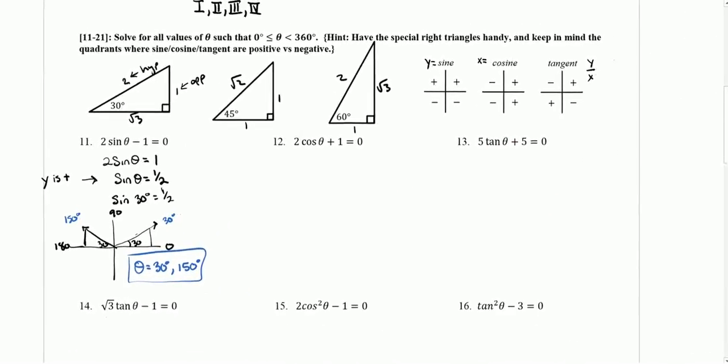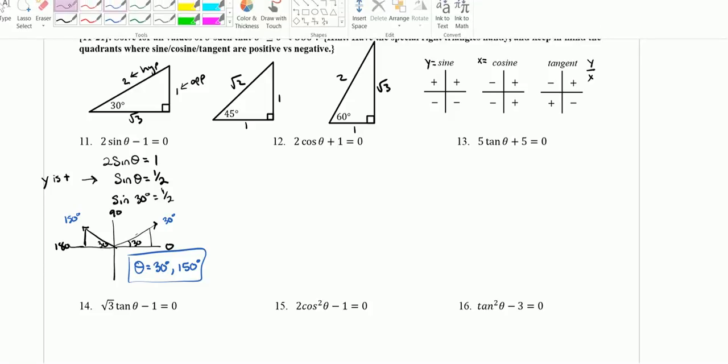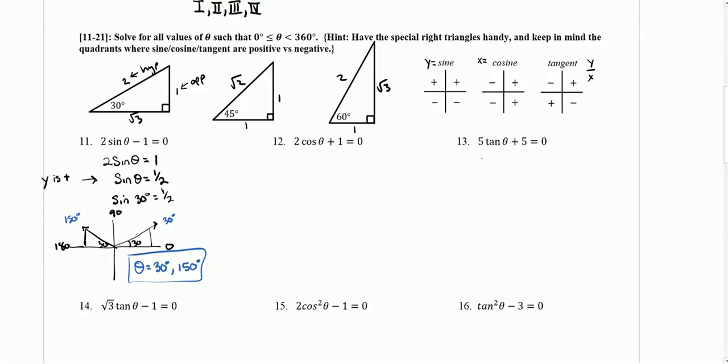Number 13, we're going to solve for tangent theta first by subtracting 5 and then dividing by 5. And we end up with tangent theta equals 1. Well, the tangent of 45 is 1 over 1, which is 1. So 45 is our reference angle.